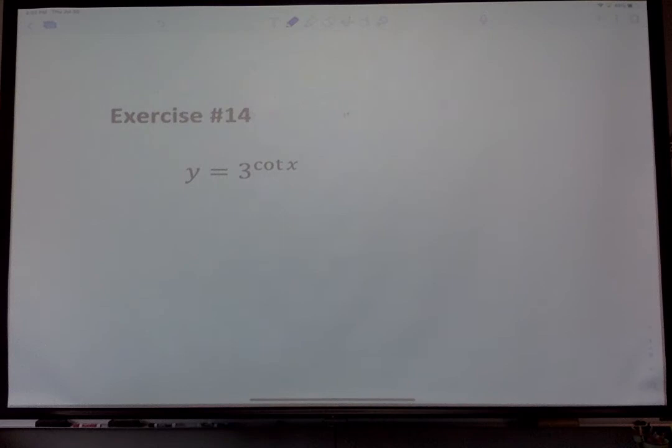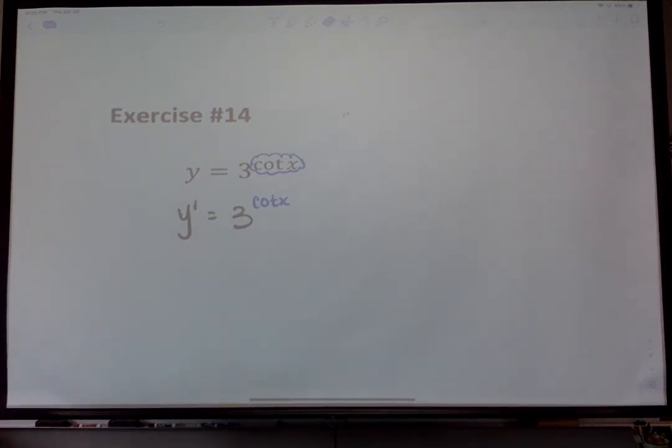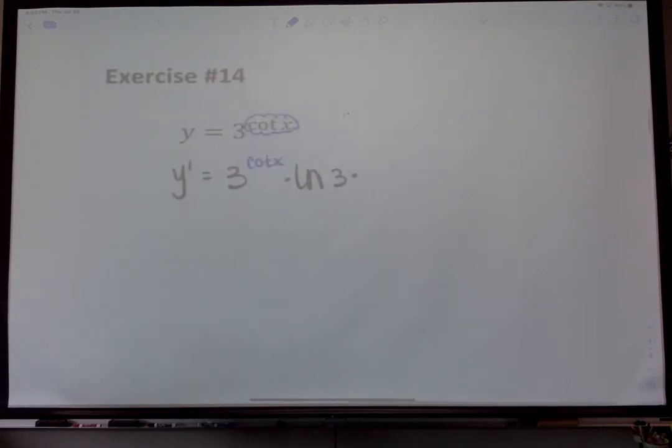Messy. The derivative of 3 to the messy is 3 to the messy times the derivative of the, nope, hold on. Sorry, didn't finish my derivative. Times natural log of 3, there we go, times the derivative of the messy. Can you remember what the derivative of cotangent is? Ooh, some of you can, some of you can't. Negative cosecant squared.